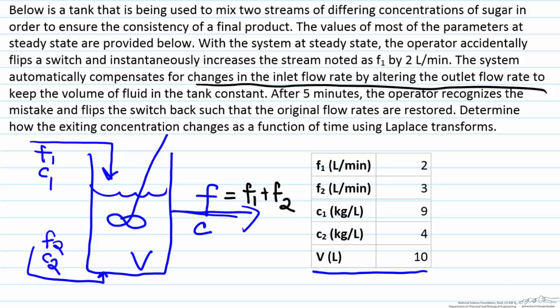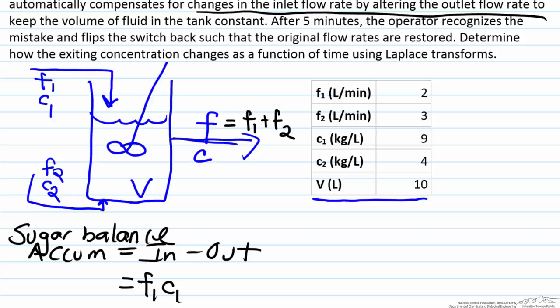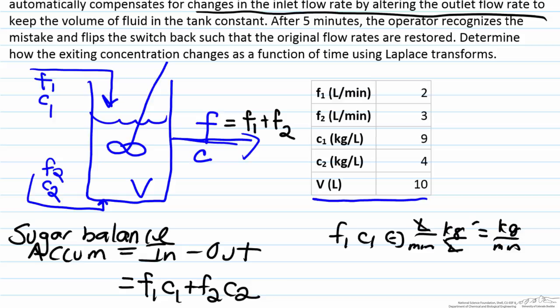If we do a sugar balance, the accumulation of sugar equals in minus out. There is no reaction term, and we don't have to worry about any thermal properties of the system. Coming in will be F1 times C1 plus F2 times C2. As a units check, F1 C1 has units of liters per minute multiplied by kilograms per liter, so therefore we have a mass. That checks out. Coming out will be the flow rate F, which here we'll write as F1 plus F2, multiplied by our concentration C.